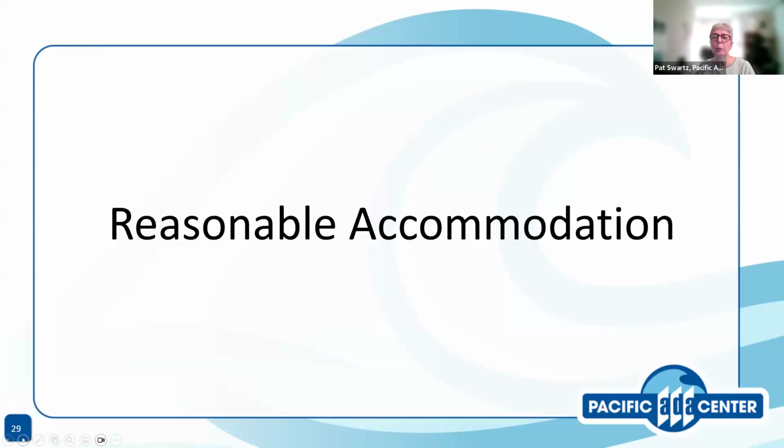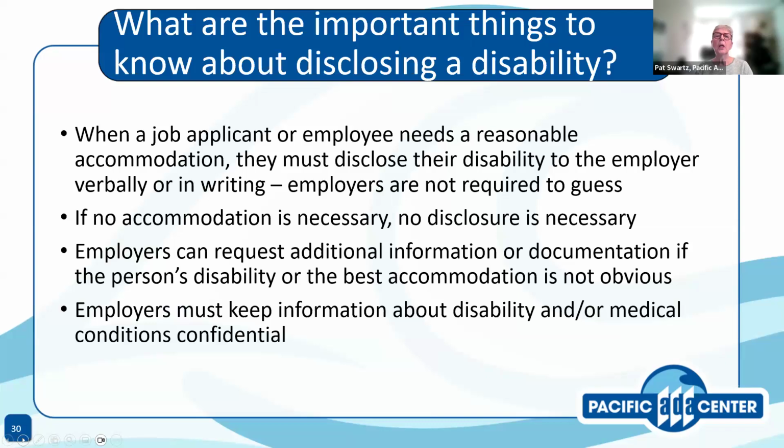So now we'll talk about reasonable accommodation. So what are the important things to know about disclosing a disability? So when a job applicant or employee needs a reasonable accommodation, they must disclose their disability to an employer verbally or in writing. Employers are not required to guess. So you cannot ask for an accommodation and not tell your employer why or disclose your disability. If no accommodation is necessary, however, you don't need to disclose your disability. There's no reason to do that.